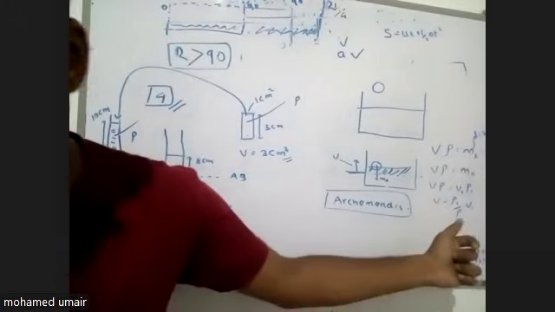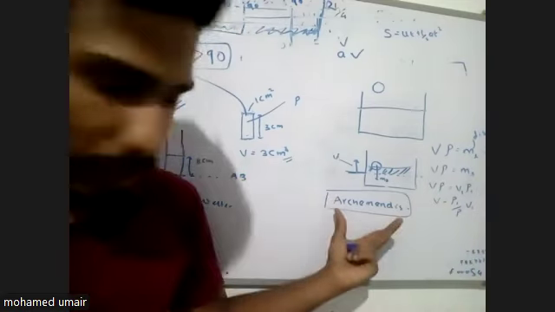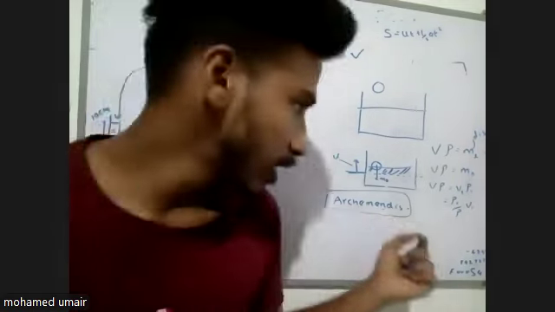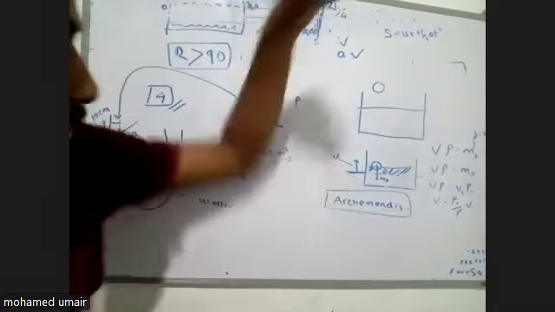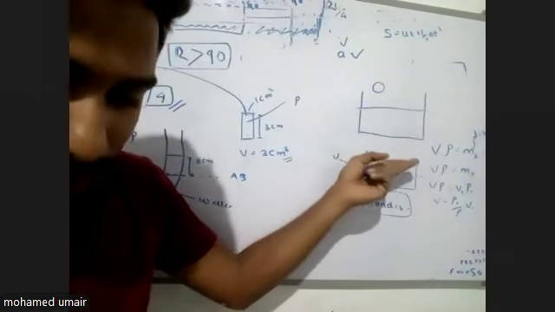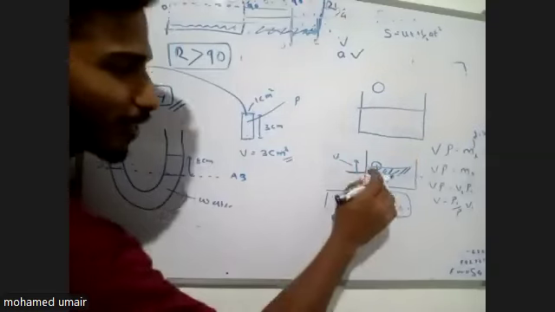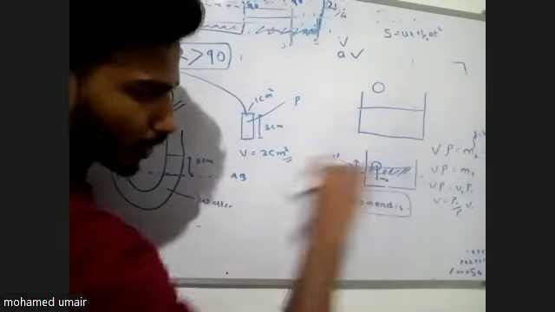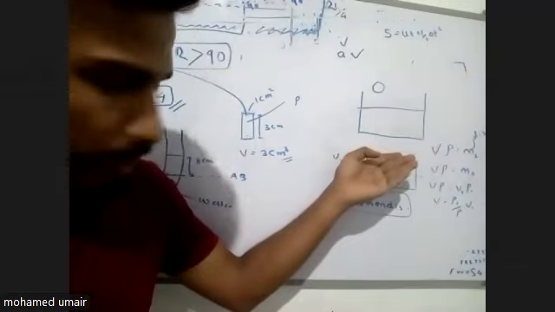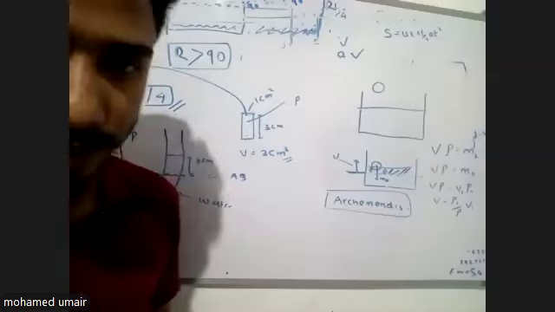I'll clear this. I just want to say more about the Archimedes principle because this is somewhat important. What does the Archimedes principle say? The weight of liquid displaced, let's take a general statement, is equal to the weight of the object.